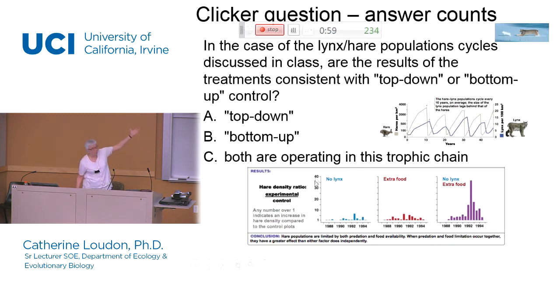So, are these results, meaning this particular panel right here, consistent with top-down or bottom-up control? Okay, you've got three choices here. A, top-down, B, bottom-up, or C, both are operating in this particular trophic chain. If you're not sure, chat with your neighbors. I'll give you 20 or 30 seconds or so to think of an answer and click it in, then I'll check back in with you.